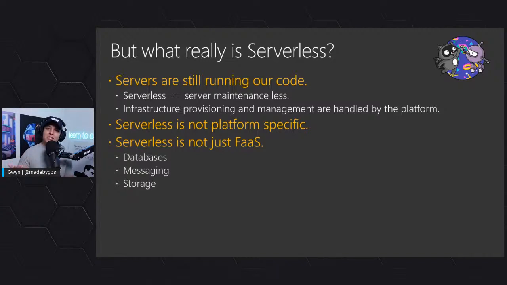Now, I did mention a couple of these services, like Lambda, Cloud Functions, and whatnot. And these are functions as a service, or FaaS. But FaaS is not the only type of service that you can find in this type of technology. You can have serverless databases. Someone mentioned Cosmos DB earlier today. Cosmos DB now has a serverless plan. Messaging, things like Event Grid, also work perfectly with serverless.